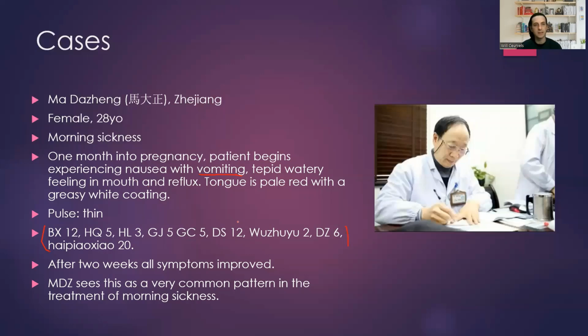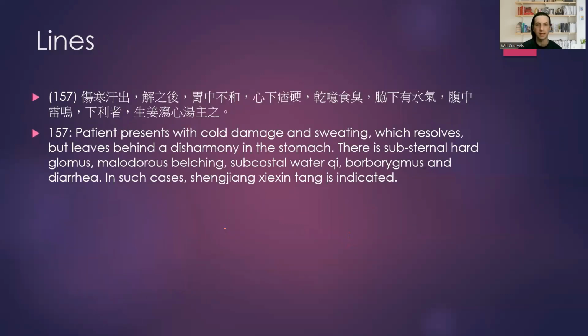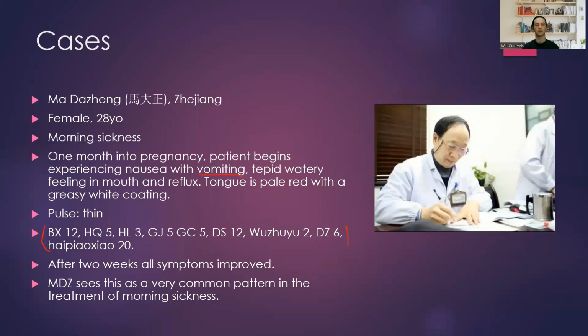And it's an interesting question as to why he would use this particular formula as opposed to, say, Banxia Tang, or some other formula that could be used for morning sickness like Jupi Tang, etc. But in any case, just take it as an experience. Ma Dazheng is, like I said, sort of a legend when it comes to gynecology in China. And so he uses, what you have here is Banxia Xiexin Tang, right?